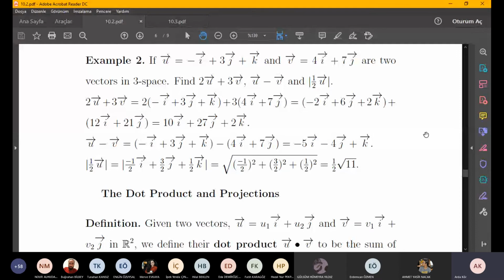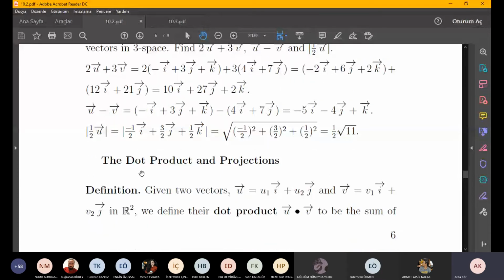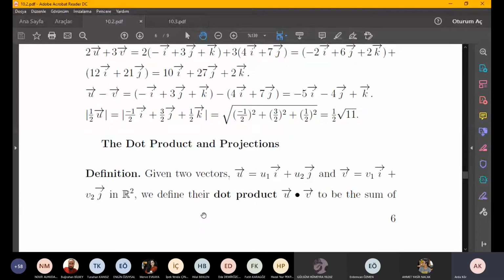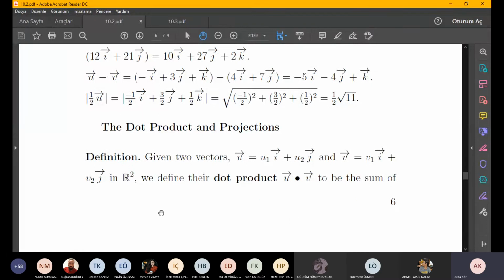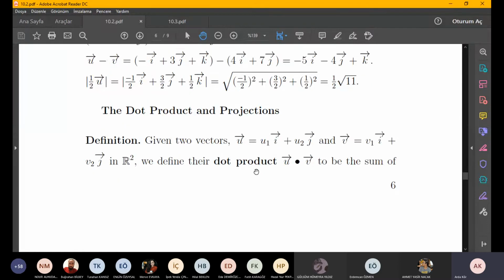Now, after these algebraic operations in three-dimensional space, we will talk about a product which we'll call the dot product, or we will call it the scalar product, we will see. And also we will talk about the projections. So let's first start with the definition of the dot product.